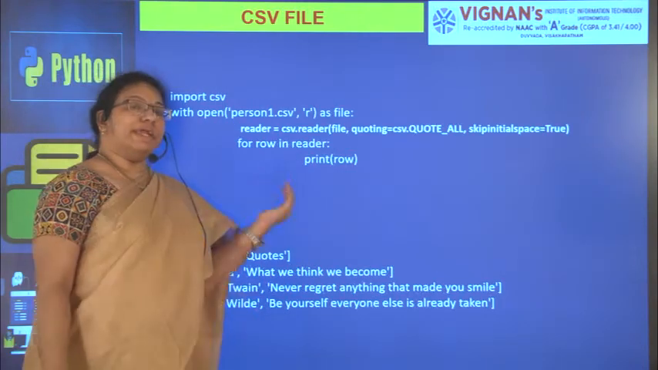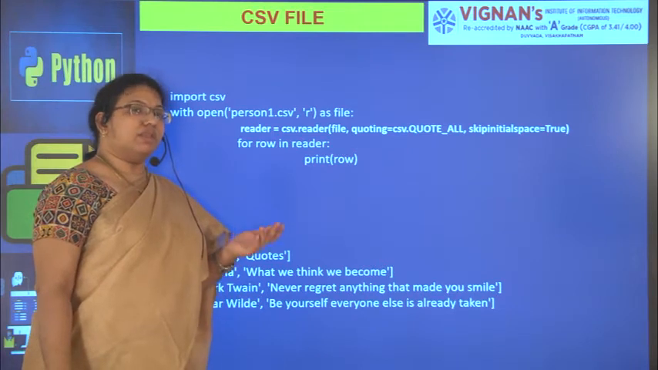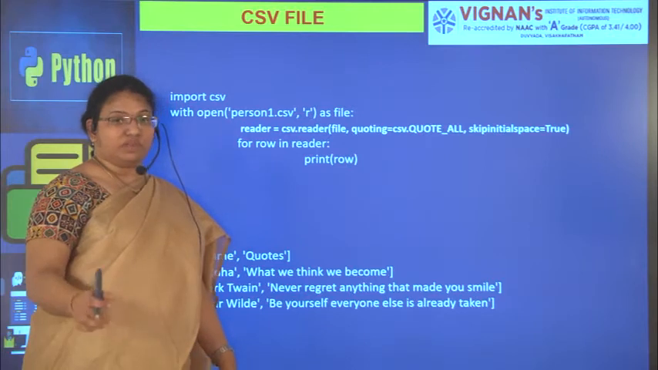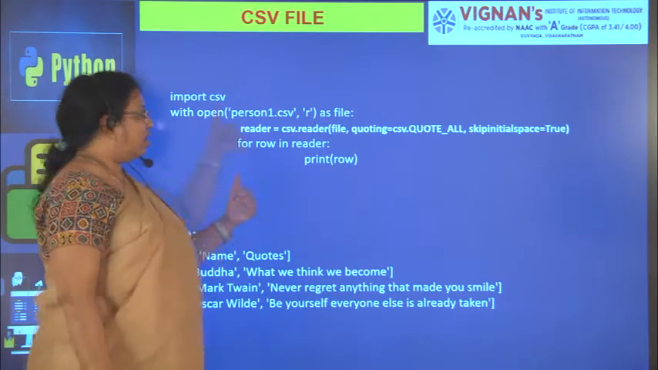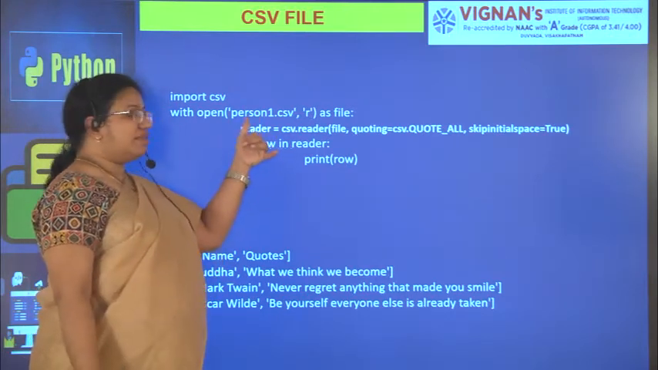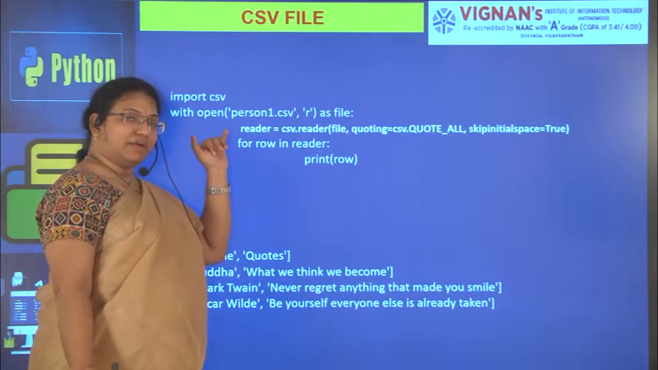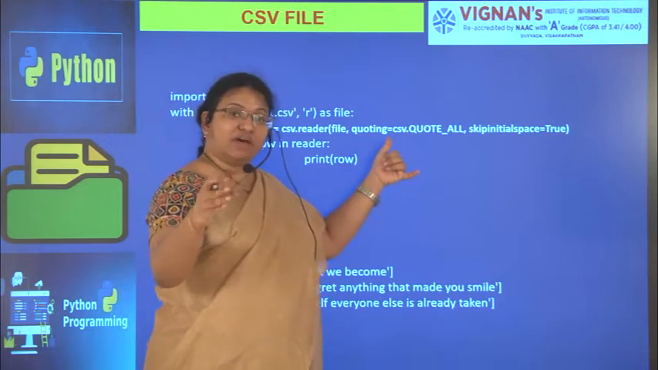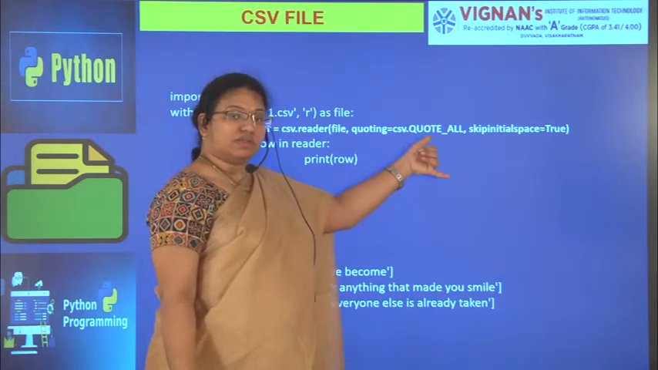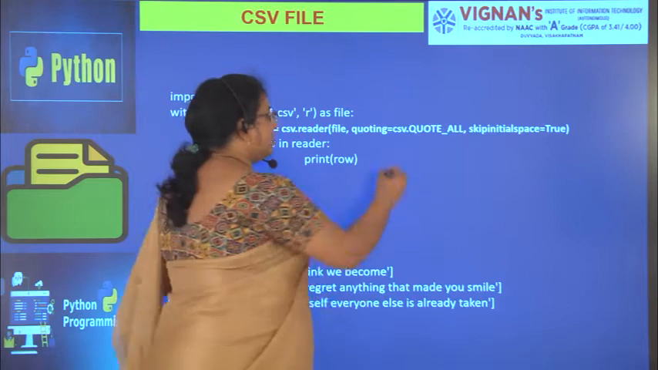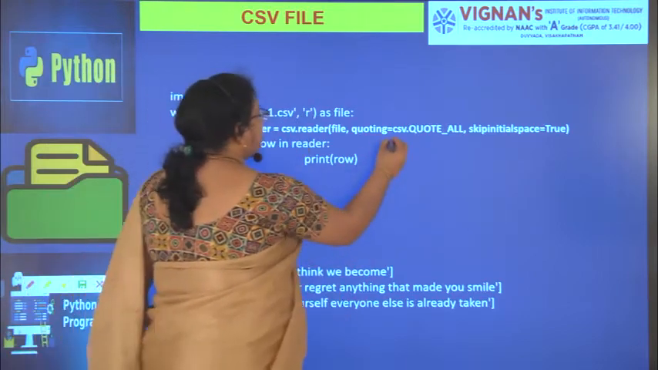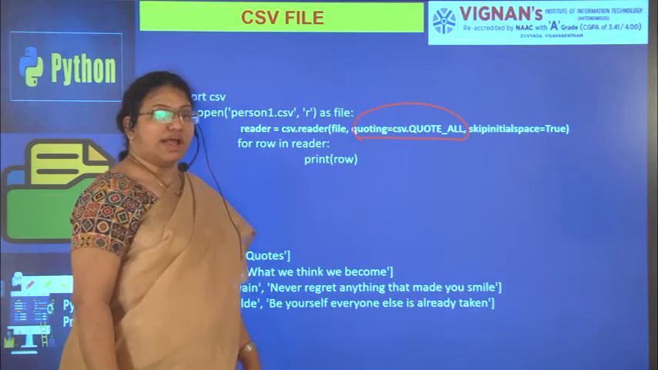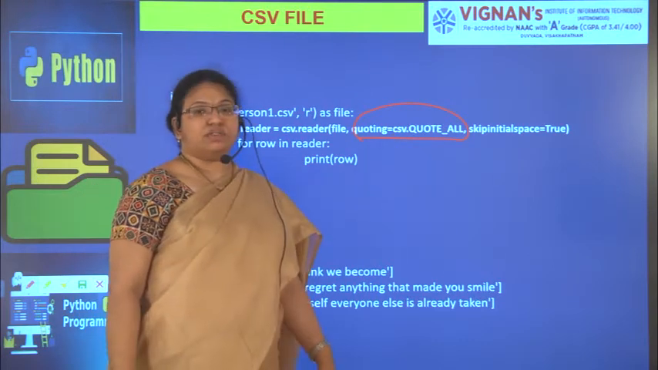Now reading of your CSV files with quotations. I told you that you can read your CSV files even with quotes. So see here, we'll be importing csv. First we'll be opening the file in read mode. Then file comma, so I want to read here with quotes, quoting is equal to csv.QUOTE_ALL. This is the method I have to use here. That means it is going to read the values which were present in the quotes, and skipinitialspace is equal to True.